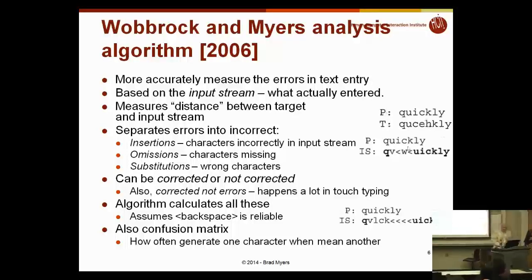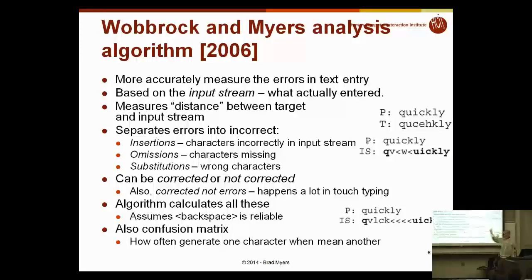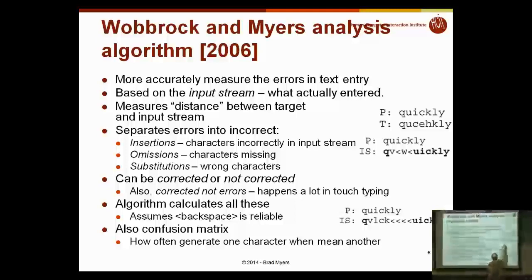But IS means the input stream, and that's what the actual typing as you went along was. And in this case, we typed a Q and then a V and then a backspace and then a W and then a backspace and then a U. And then the resulting string will be exactly the same as presented. So in this case, there are no uncorrected errors, but there's 2 corrected errors. And you get the sense that the user is having a hard time typing the U because they typed a V by accident and a W by accident, but they noticed it and backspaced over it. So that's a substitution. Because they substitute one for the other.